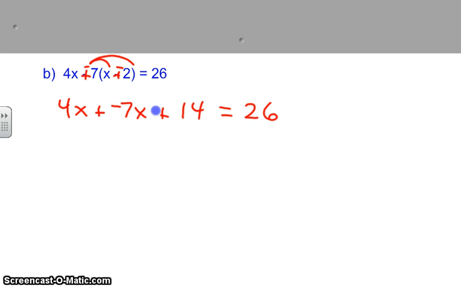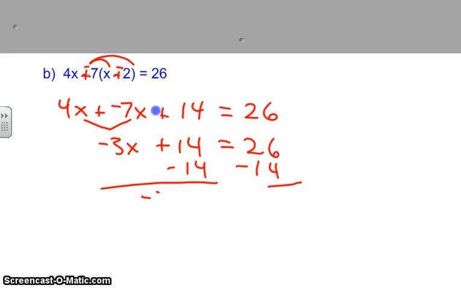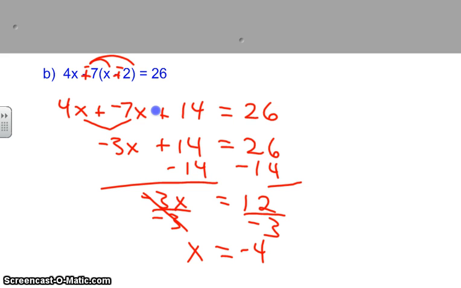All right, now we are in a position to combine like terms, right? 4x plus negative 7x is negative 3x. Okay, and now we're at a two-step problem again. So our next operation will be subtraction property of equality, right? Subtract your 14, negative 3x equals 12. And the division property of equality, divide both sides by the same term, and we have x equals negative 4. Very good. Once again, we can check that answer by substituting it back into the original, right?